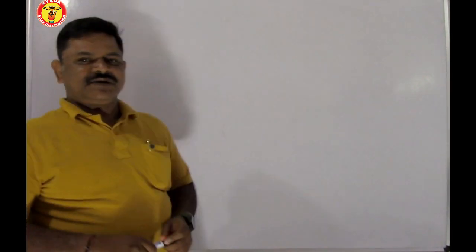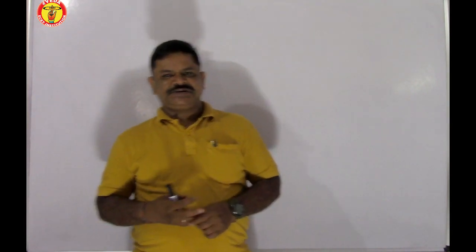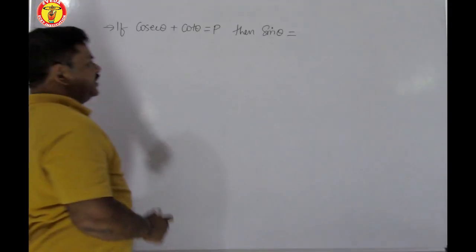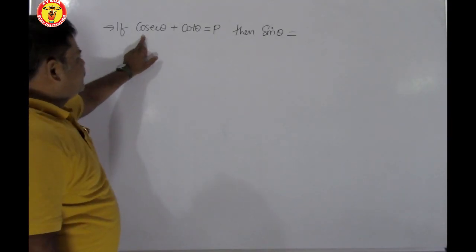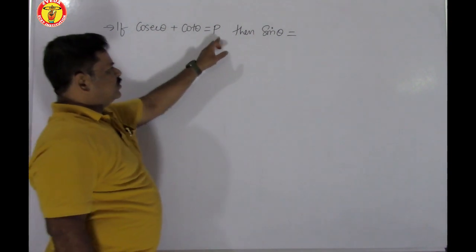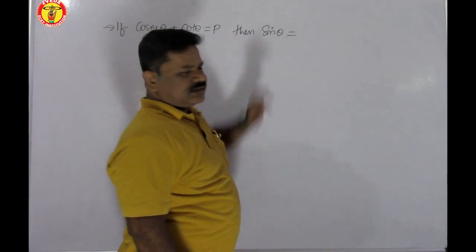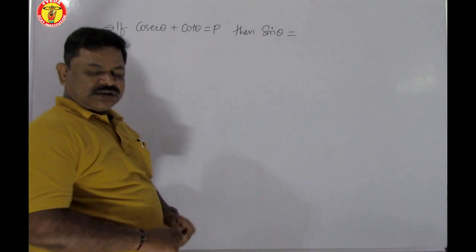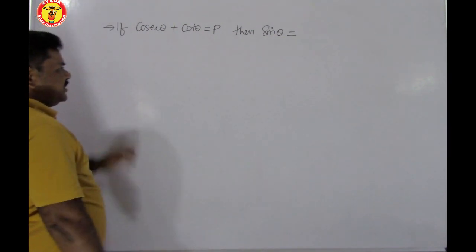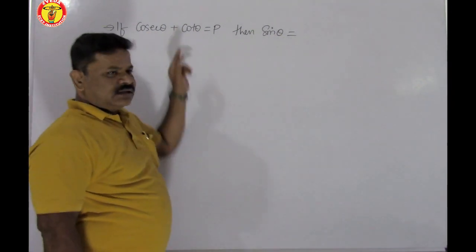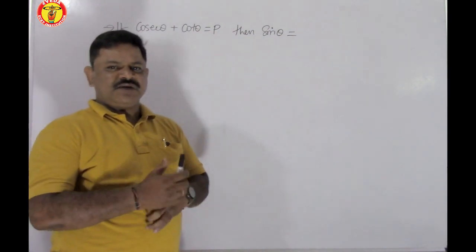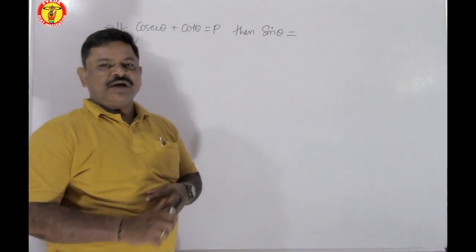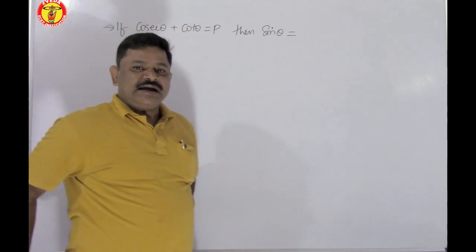So after completion of these complementary angle conditions, we have a few miscellaneous problems. Those are given here. See the question: if cosecant theta plus cot theta is equal to P, then sin theta is equal to what? Always remember, whenever cosecant and cot, secant and tan, sin and cos are involved in the problem, we have to think of them as an identity.